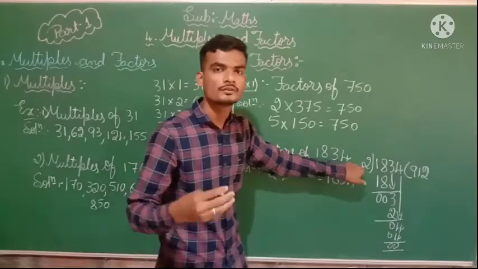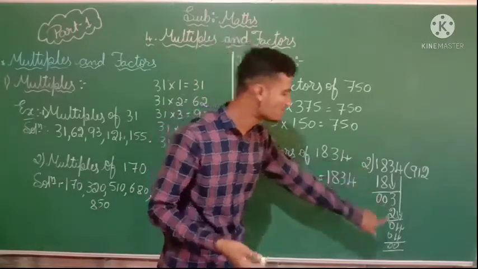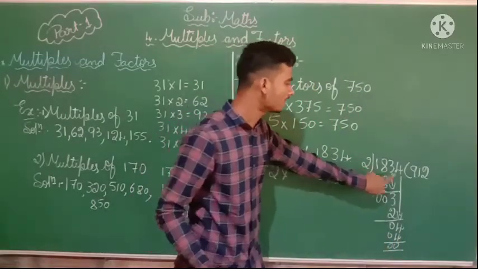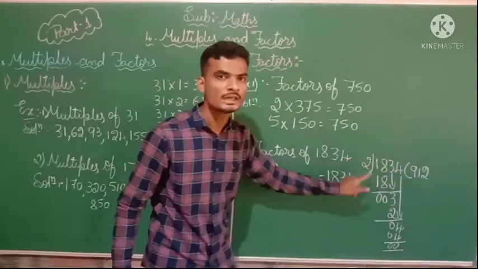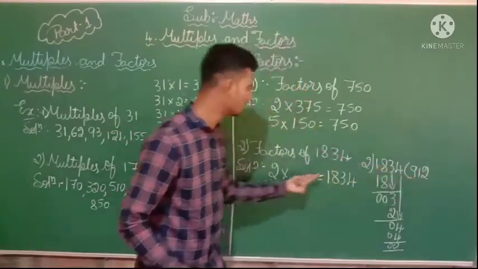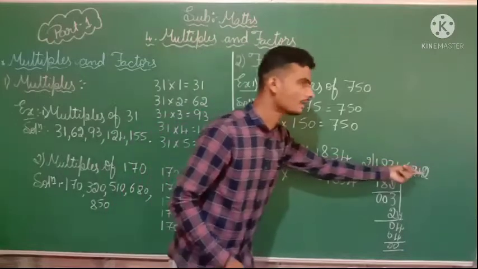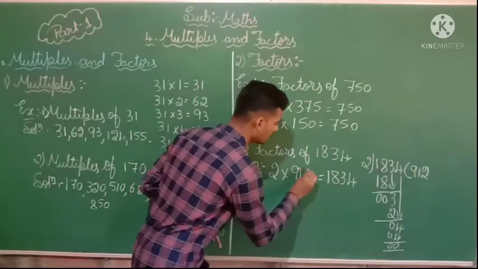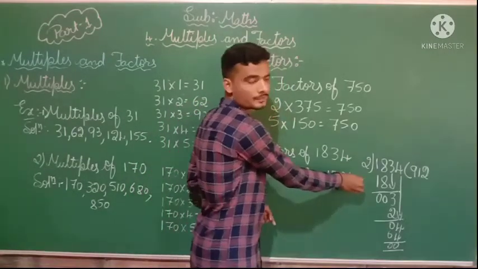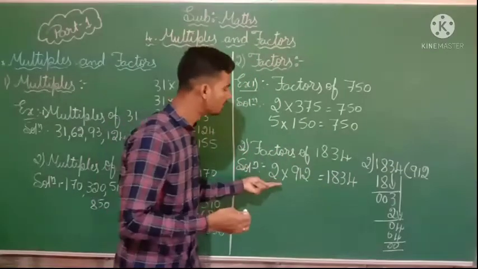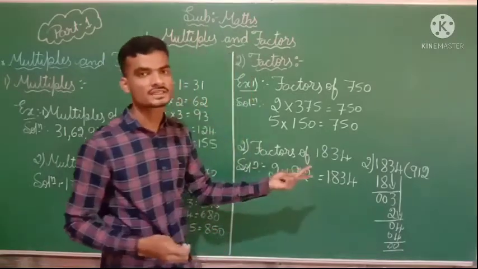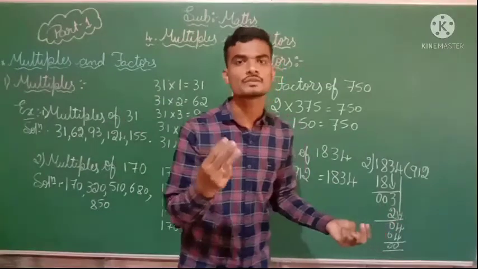How are we deciding that it is divided completely? Because in the remainder we got 0. So we are telling that 1834 is divided completely by the number 2. Now we want to write 2 into the number we got as the quotient, 912. 2 into 912 is equal to 1834. Now we need one more factor. We got two factors, 2 and 912. They have asked for 3 factors, so we want to find one more factor.